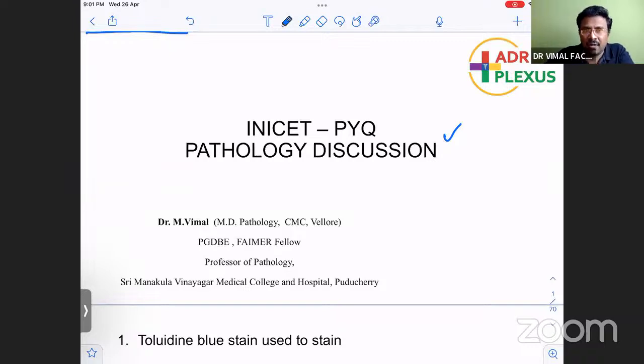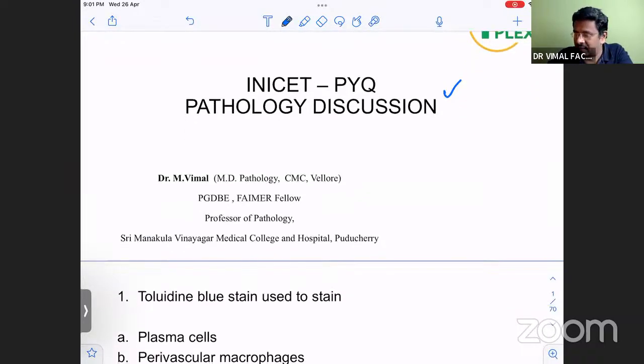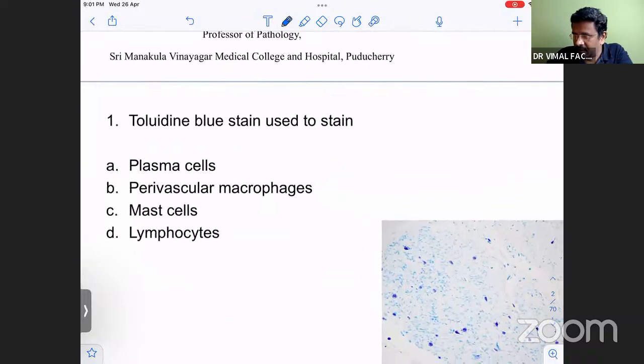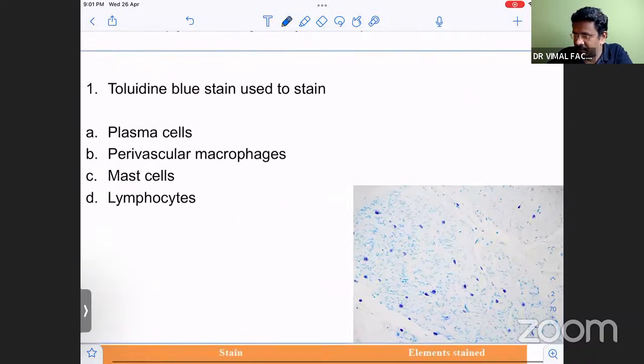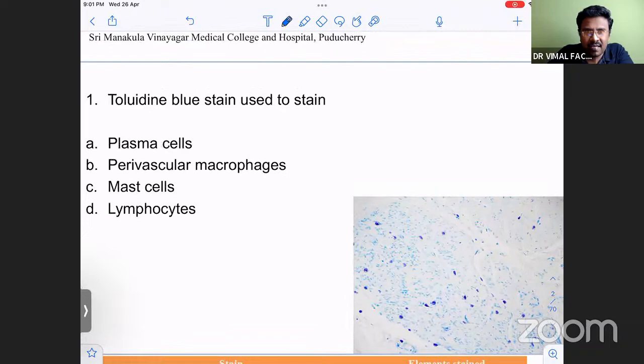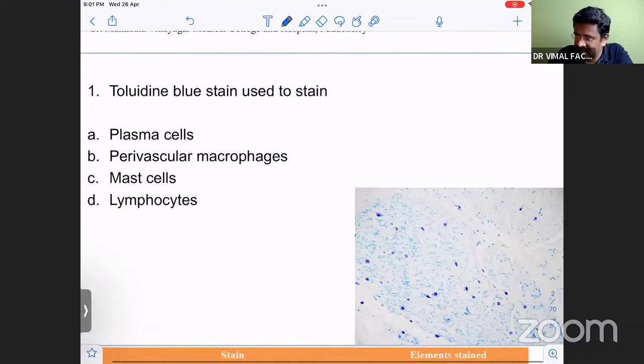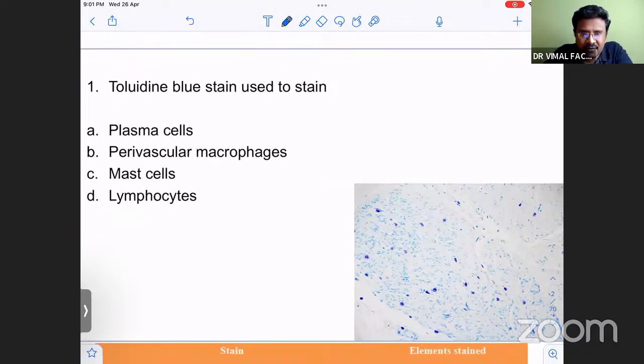Okay. So now we'll be going on to the first question. Toluidine blue is used to stain. What is the answer for this? So to start with, we have the first, most easiest question. Very good. So this is a simple question. Toluidine blue is used to stain mast cells. Actually, they have given the image also.